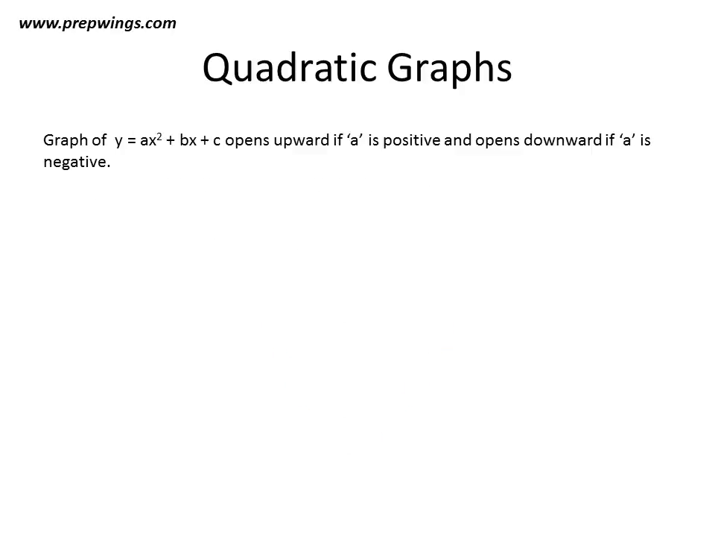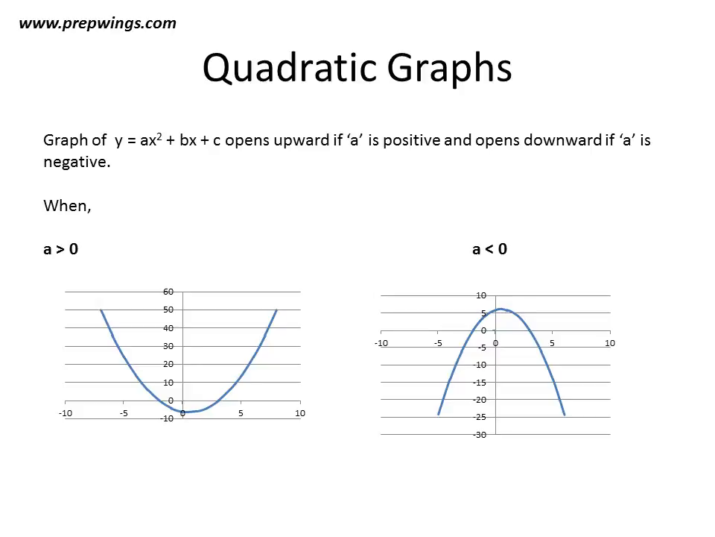Now the graph of y equal to ax square plus bx plus c opens upward if a is positive and opens downward if a is negative. So when a is greater than 0, the graph opens upwards, and when a is less than 0, the graph opens downwards.